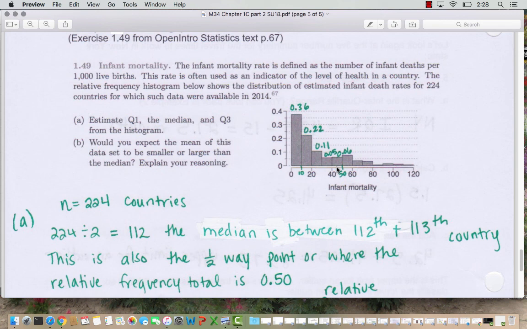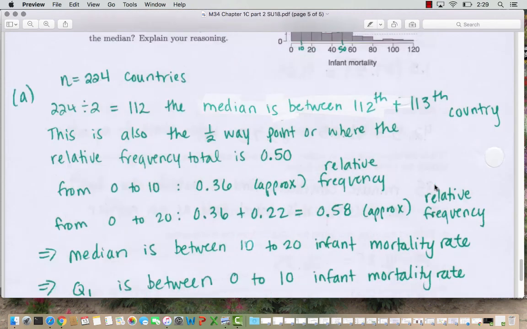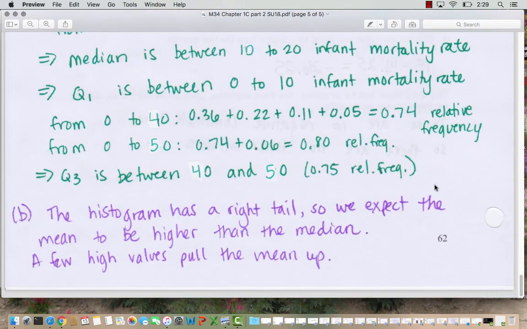Now, what would you expect about the relationship between the mean and the median in this data set? I think we agree there's a strong right skew, which tells us most countries have low infant mortality rates, and a few countries have higher infant mortality rates. So when we have the right skew, we expect the mean to be higher than the median. We can call the right skew a right tail. Either way, we can describe that relationship with the data pulled out in the direction to the right. So in this case, a few high values, a few countries that have high infant mortality rates, pull the mean up.